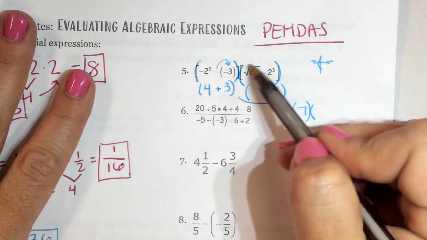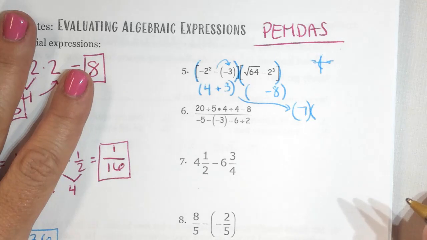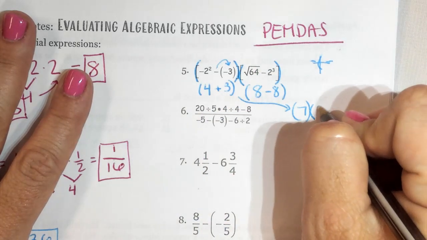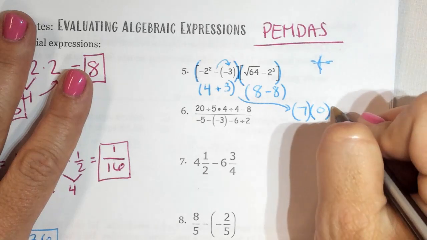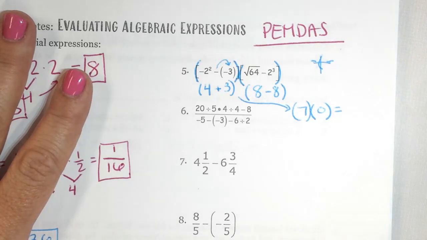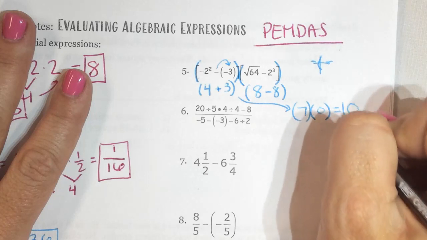Now, what is the square root of 64? And what's 8 minus 8? 0. So what's 7 times 0? Now that they're both simplified, I can multiply. So my answer is 0.